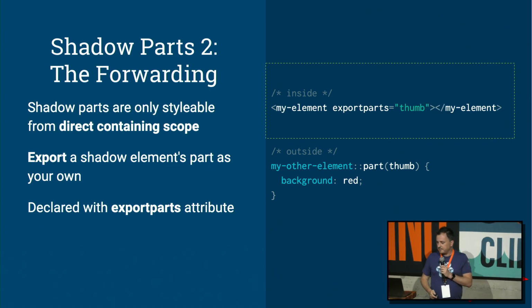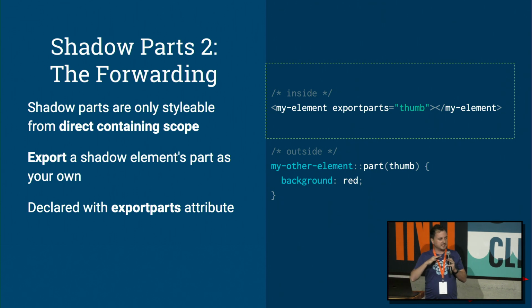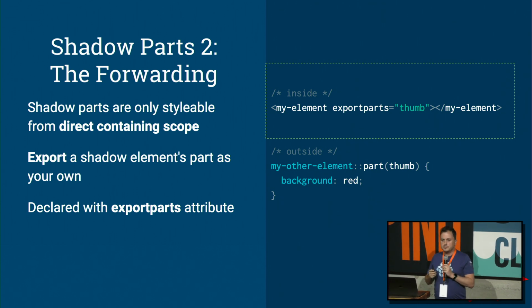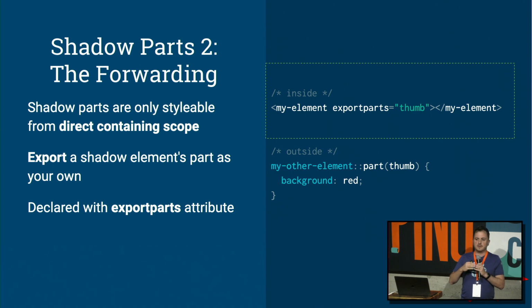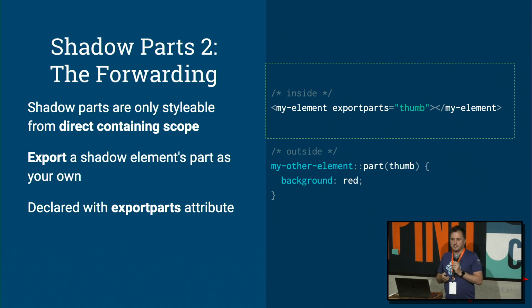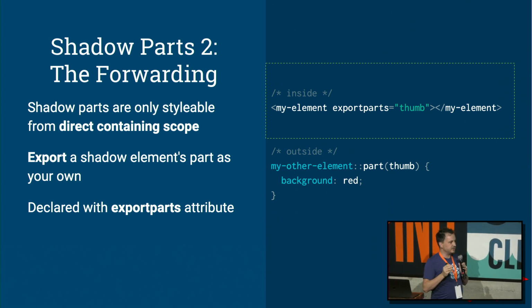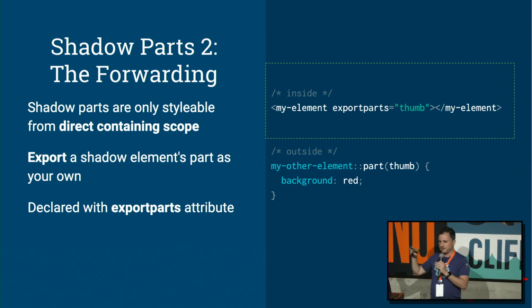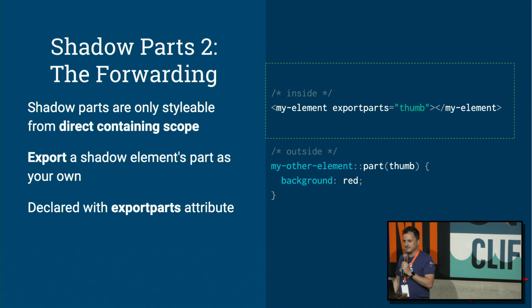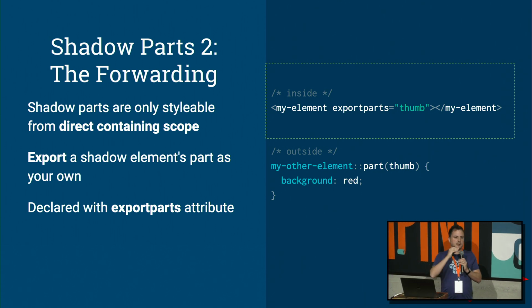Another interesting part about shadow parts is what we call forwarding. Okay, so I just said they're only stylable from the direct scope that contains them. So if you do want to style a part from somewhere further up the tree, let's say you're writing a compound component and you want to allow for, like in a dialogue, you have an OK button. You want the user of the dialogue to be able to style the OK button's internal part that it has for its icon or something like that. You have to forward that part out because it's not reachable through several shadow roots.